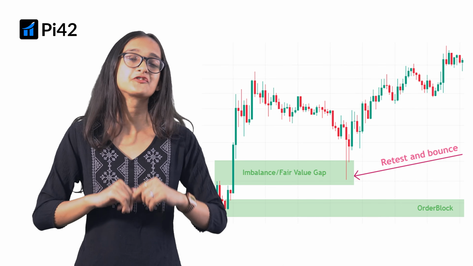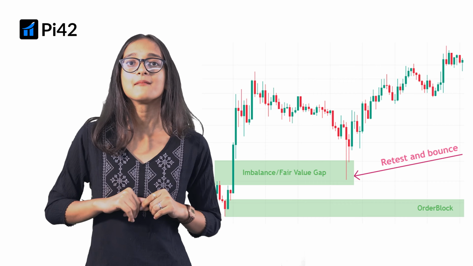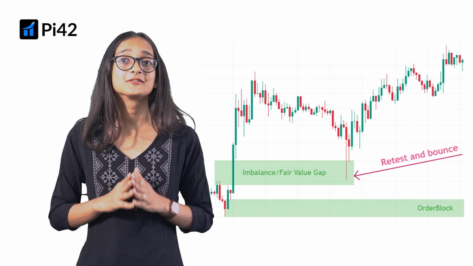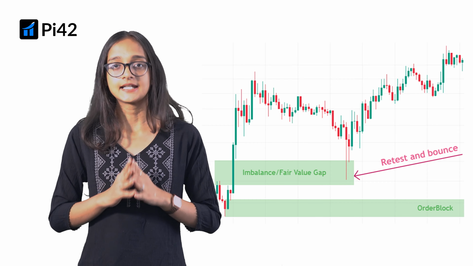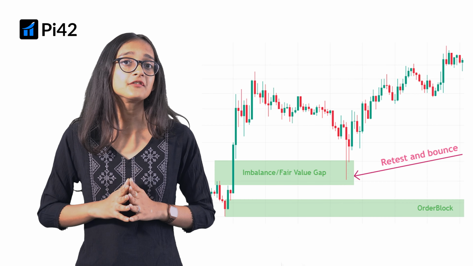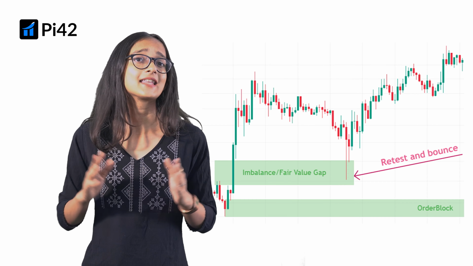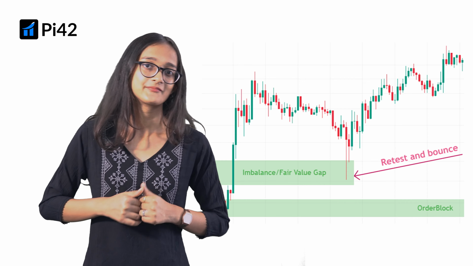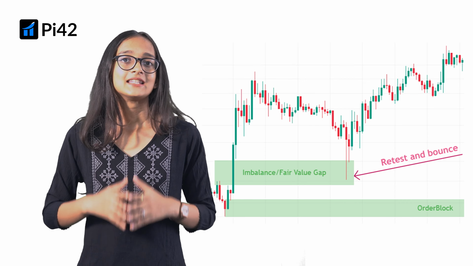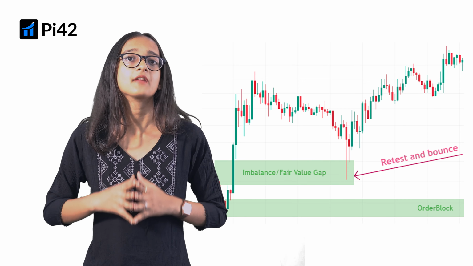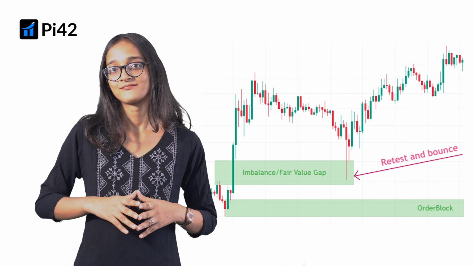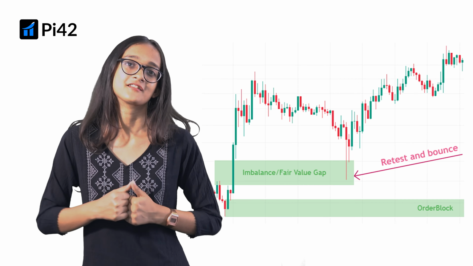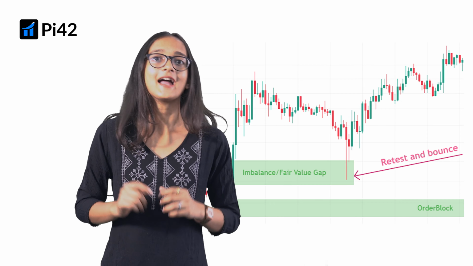Well, markets love to be efficient. They often come back to fill the gap, returning to that imbalance zone before continuing the trend. Traders use this as a confirmation of trend or even as entry or exit zones. And guess what? These imbalances often appear right after a big move out of an order block. That's your double confirmation. Order block for the setup and imbalance for the reaction.